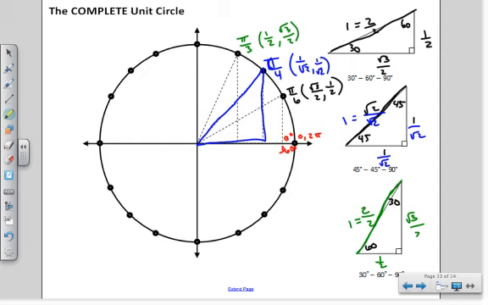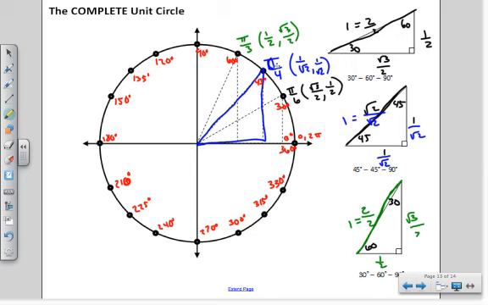Okay, 30 degrees. We've done that one. 45 degrees, 60 degrees up there. We're at 90 degrees, 120, 135, 150, 180, 210, 225, oopsie, 240, 270, 300, 315, 330, and once again we're back at 360. Now let's go and work our pi over 4s.